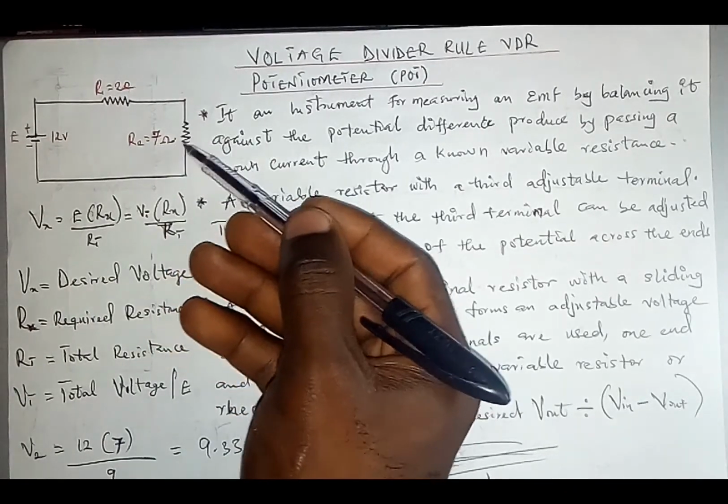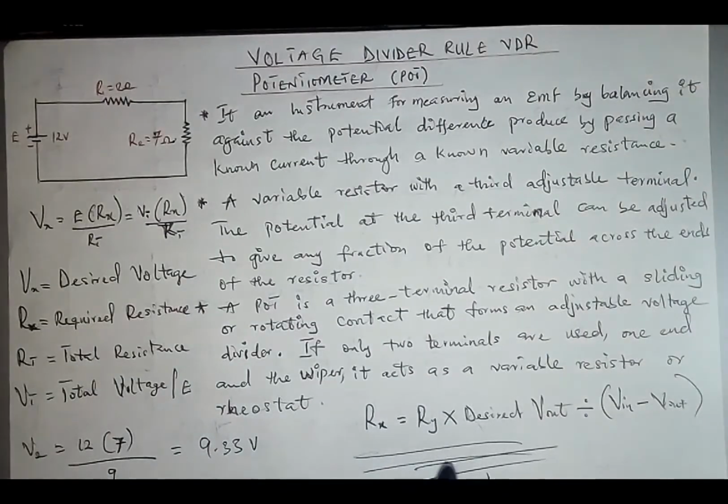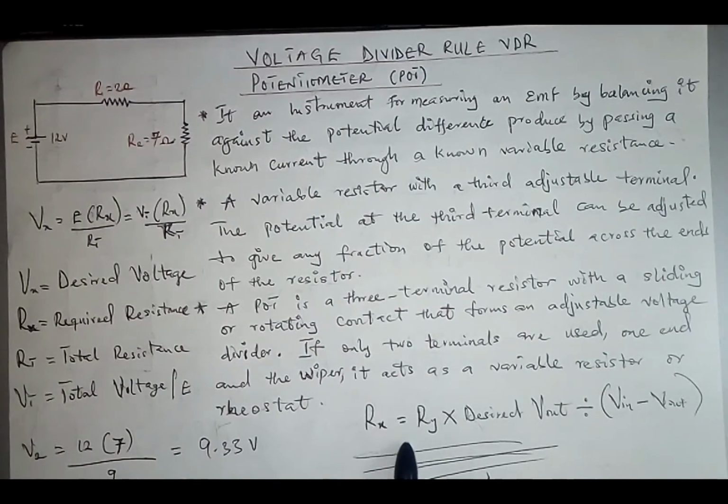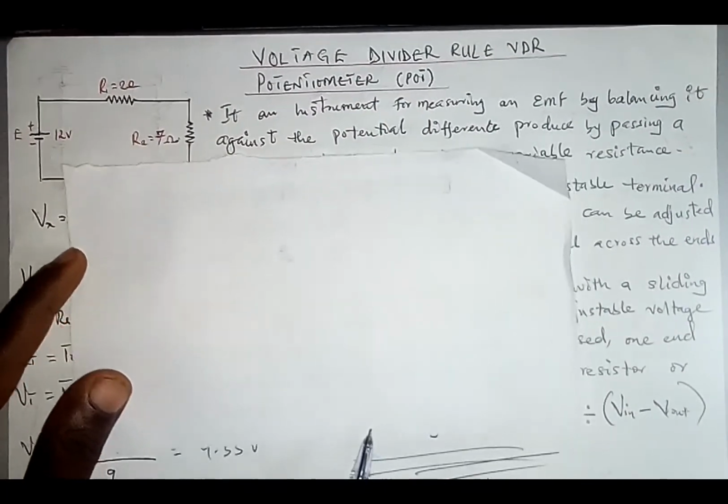So you don't know the magnitude of resistance that will give you that particular 5 volts. So this is where this VDR pattern comes in. What we are going to do is introduce, using the same circuit, the formula.